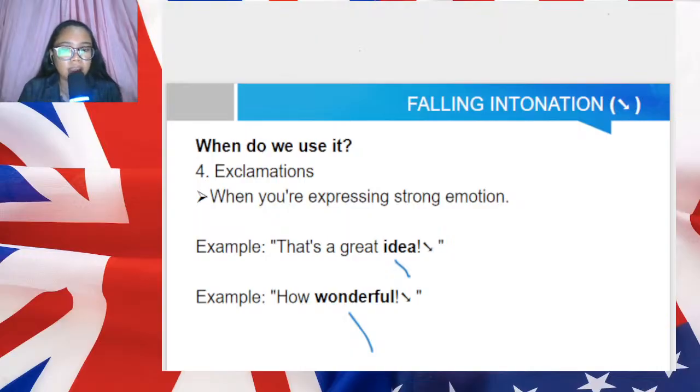All right, now be reminded, everyone, in all these instances, not just this one, the falling intonation takes the emotion and delivers it with a sense of finality and full expression. So it's like putting an exclamation mark not just on paper but in the air with your feelings.